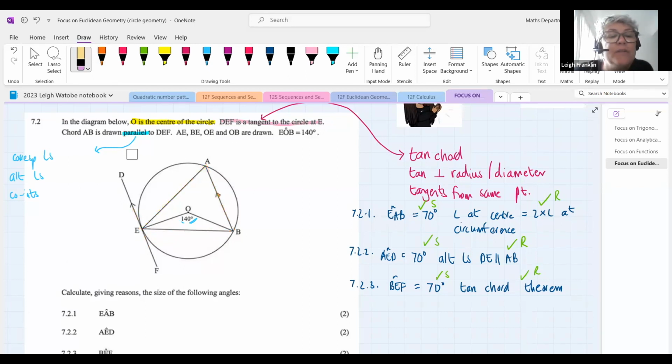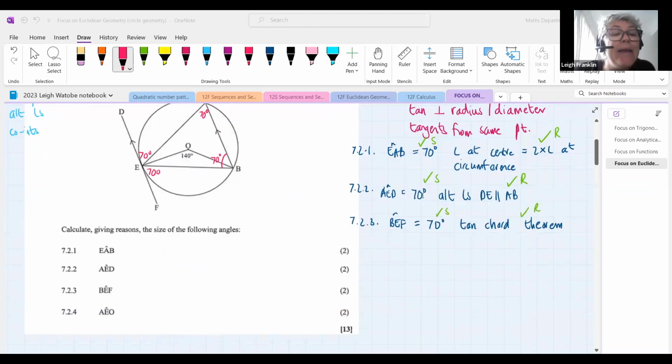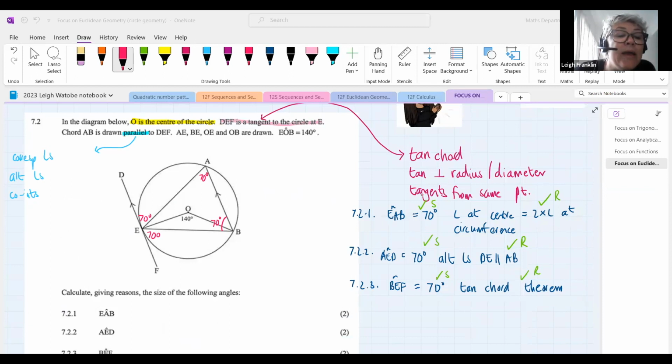get rid of all of this. We know that this is 70. So we'll just put those ones in. I mean, for argument's sake, we actually also know that that one would be 70 as well because of the tan chord theorem. But they didn't ask us for that particularly. What they want from us is this little angle in here, AEO. It would be this little guy over there.